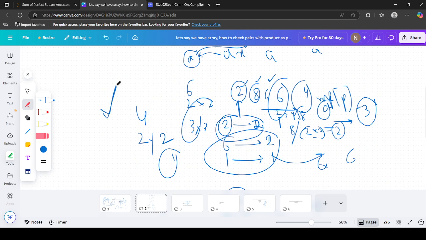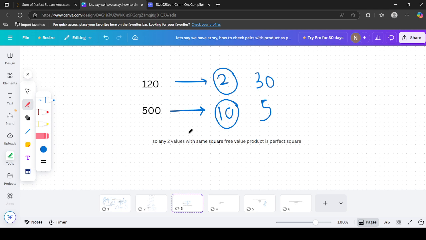So now we know how to do it for an array. Let's take an example, 120. That is the ultimate value because we'll check for 2. 2 into 2 is divisible. So simply divide by 4. We'll get 30. So 30 is 2 into 3 into 5, which is not a product of any perfect squares. So this is the ultimate value.